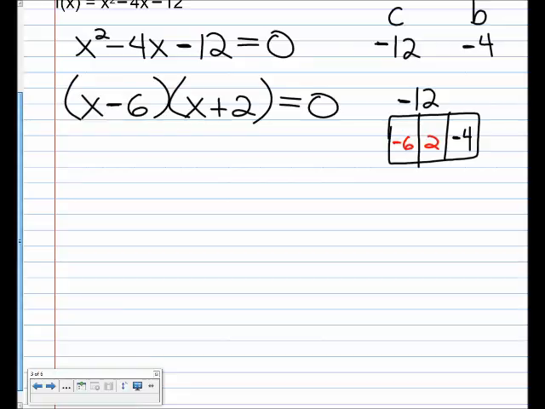Once you have this written down, I want you to put your pen or pencil down. This is your first checkpoint. Since your pen or pencil is down, let's see if we factored correctly.